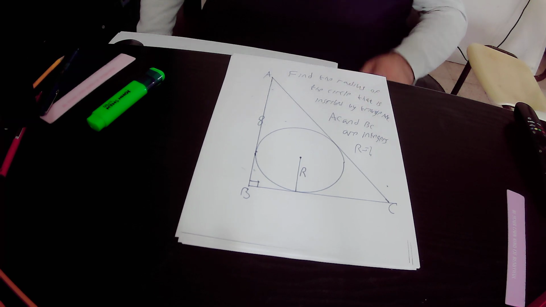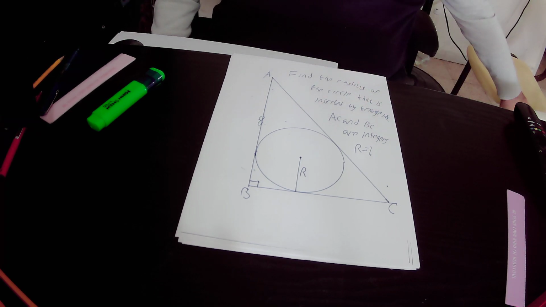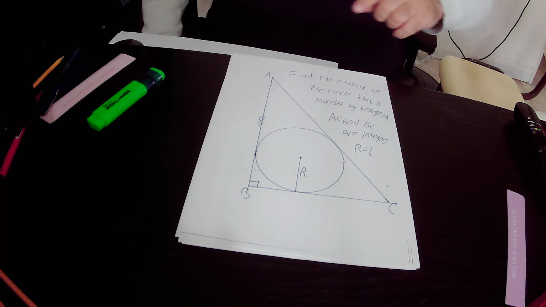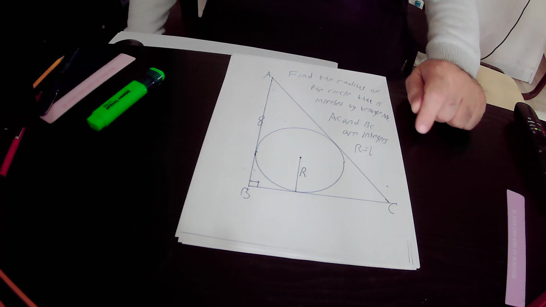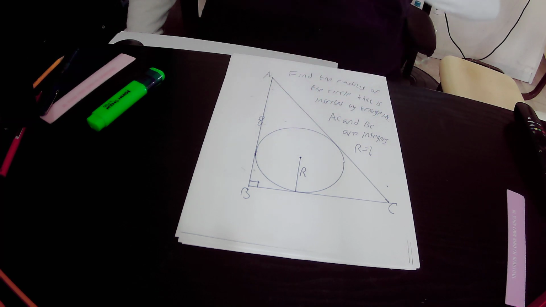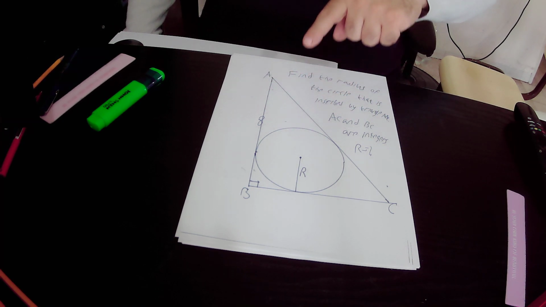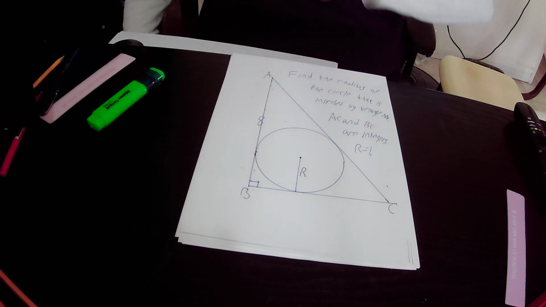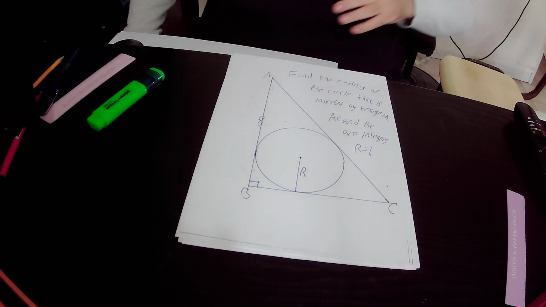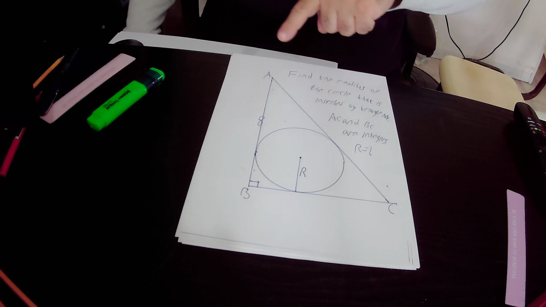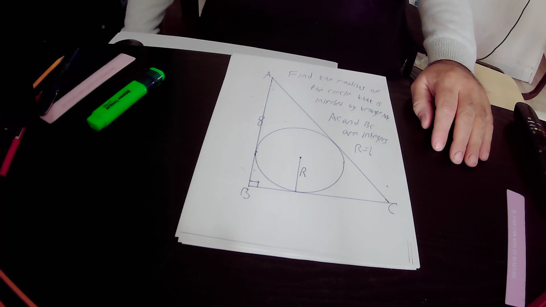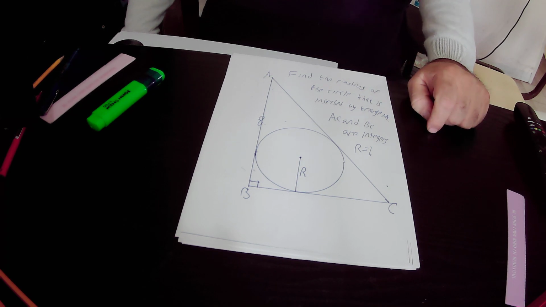In the drawing we have a right triangle ABC. Know that side AB equals 8 units. Angle ABC equals 90 degrees. Inside this right triangle we have this circle that is inscribed by the right triangle ABC, and we want to find out the radius of this circle.